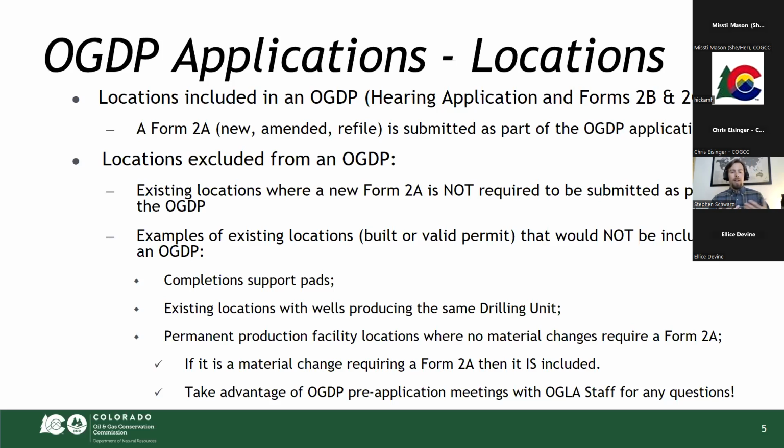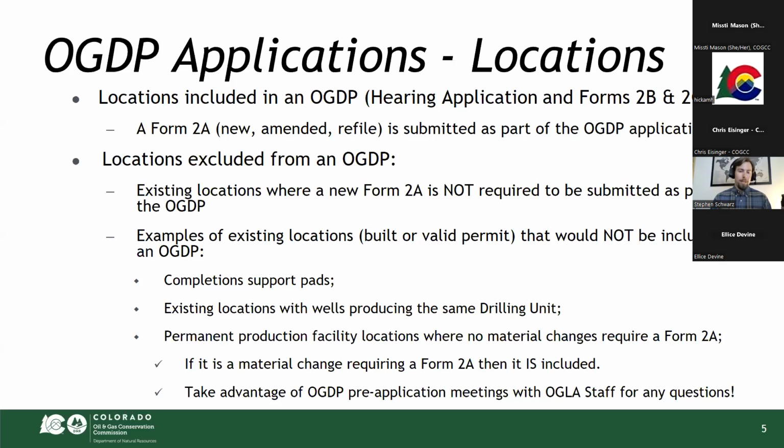So some examples of these locations where a new Form 2A wouldn't be required would be existing locations built or that have valid permits, such as completion support pads. The majority of cases, those are Rule 312 sundries for temporary equipment. These don't rise to the material changes requiring a Form 2A.